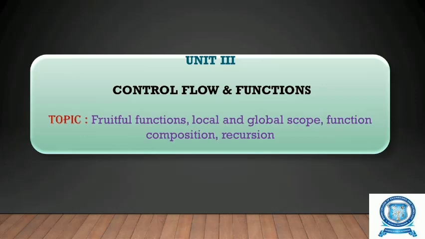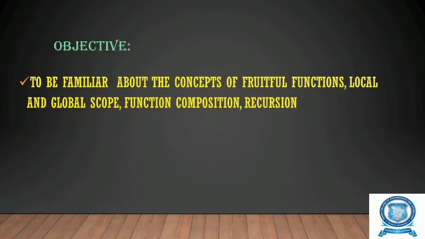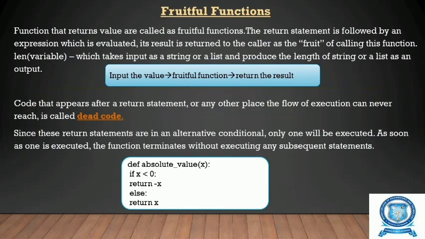Programming. We are discussing Unit 3 here, that is control flow and functions. The topics explained are fruitful functions, local and global scope, function composition and recursion. The objective of learning these topics is to be familiar with the concepts of fruitful functions, local and global scope, function composition and recursion. Let us know something about fruitful functions.